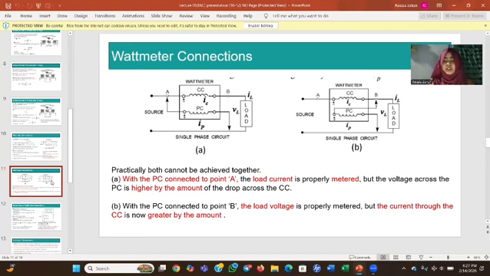In case B, the pressure coil is connected to point B. In this connection, the load voltage is measured correctly, but the current through the current coil is slightly higher because it also includes the pressure coil current. The result is a small error. Therefore, depending on the load, we choose the proper connection to minimize the measurement error.